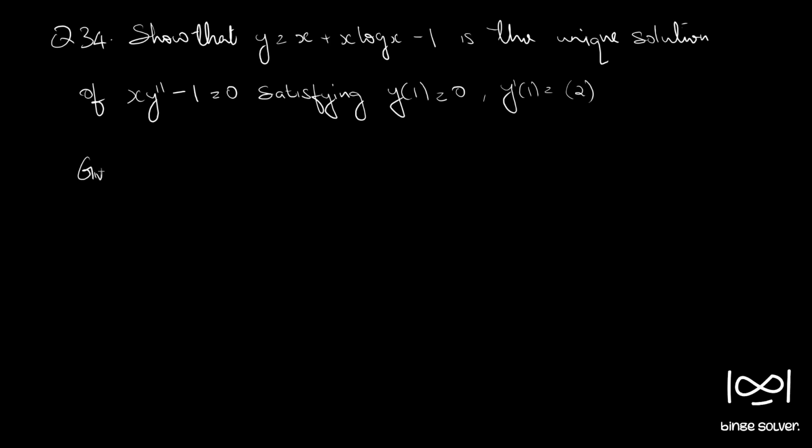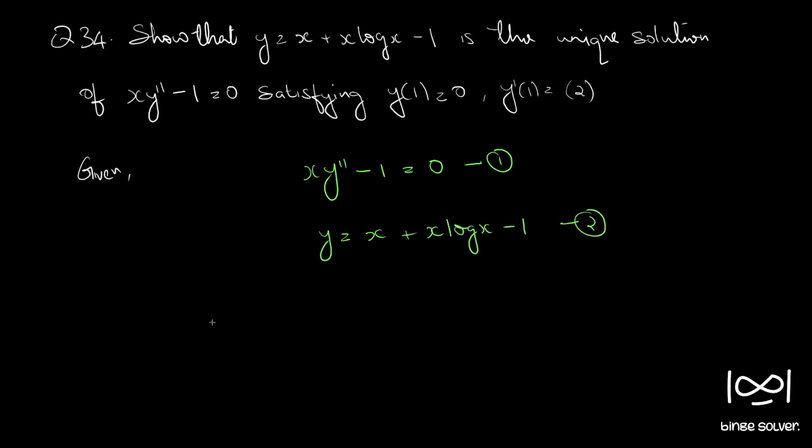Given x y double dash minus 1 equal to 0, this is our equation 1, and our relation y equal to x plus x log x minus 1 is our equation 2. Now we will find y double dash from our relation and then substitute into this differential equation to see whether this differential equation reduces to an identity. If that is the case, it is a solution. First we will see whether this is a solution to this differential equation.